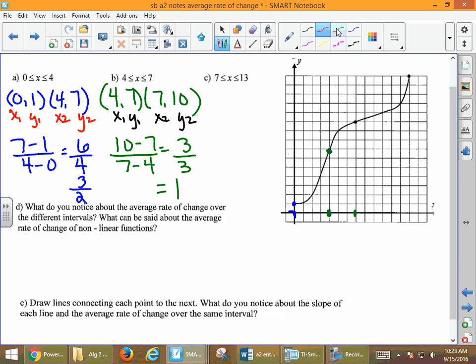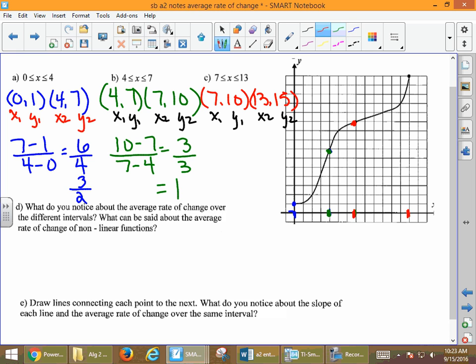So we're going to do that one more time. Our interval this time is 7 over here to 13. We already know what the value of 7 is, it's this point here. It's 7, 10. And then here at 13, 1, 2, 3, up to 15. Our ordered pair is 13, 15. And we're going to put those values back into our slope formula to calculate the average rate of change.